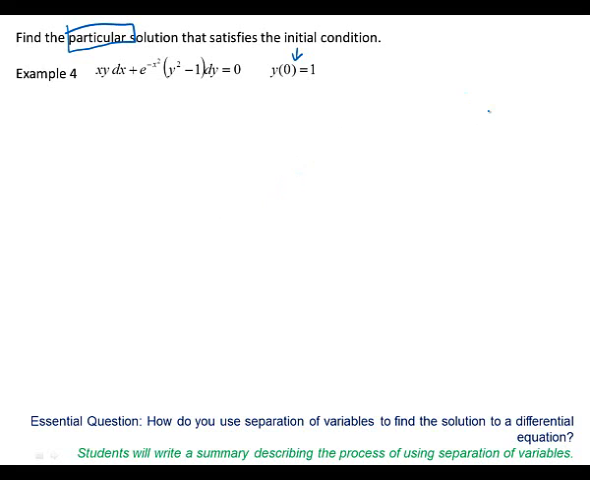So the first thing is we got to separate these variables, which is a little bit more challenging, it looks like, on this one. The first thing I'm going to do is move this entire thing, even though it still has a y in it, to the other side by doing what? Subtracting. Okay, good. So e to the negative x squared times y squared minus 1 dy equals negative xy dx.